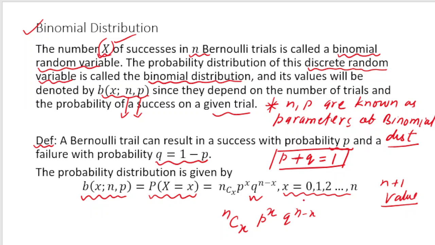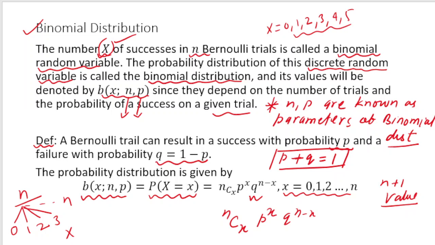And here this x can take a total of n plus 1 values, and this is also important to remember. Why? Because when you are doing an experiment n times, what are the possibilities? You may get 0 successes, you may be very unlucky, you may get 1 success, 2 successes, 3 successes, or you may get n successes. So the binomial random variable capital X can take n plus 1 values. If I am performing an experiment 5 times, I may get 0, 1, 2, 3, 4 or 5 successes. So in total, the random variable X can take 6 values. This is very important to keep in mind.